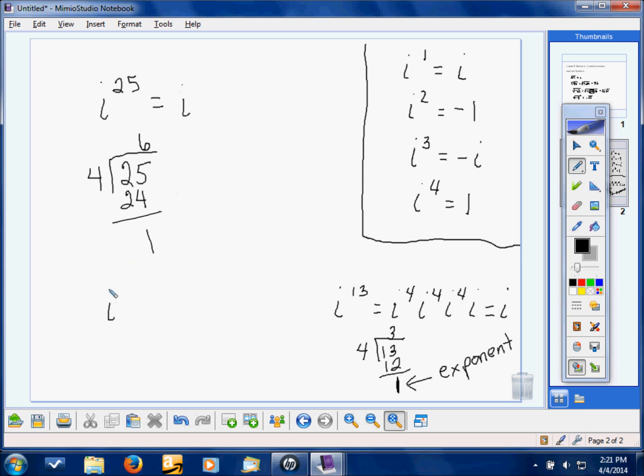How about i to the 283rd power? Divide by 4. 70 times 4 is 280, so there's a remainder of 3. So i to the 283rd equals negative i. You just pick it from your chart. It's like a cheat chart.